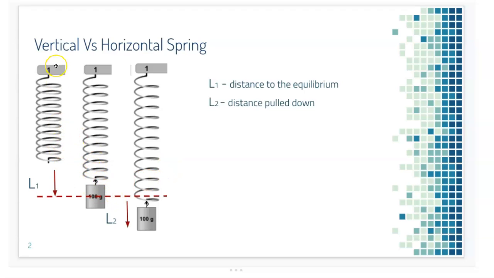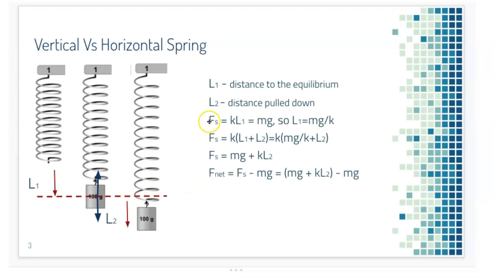We have a spring in a stretched position with the mass attached to it, where the dotted line represents the equilibrium position, and the second distance L2 is the distance from the equilibrium position where the spring was pulled by a hand. Now let's consider the forces acting on this mass in the equilibrium position. The force of gravity downwards is balanced by the force of the spring.